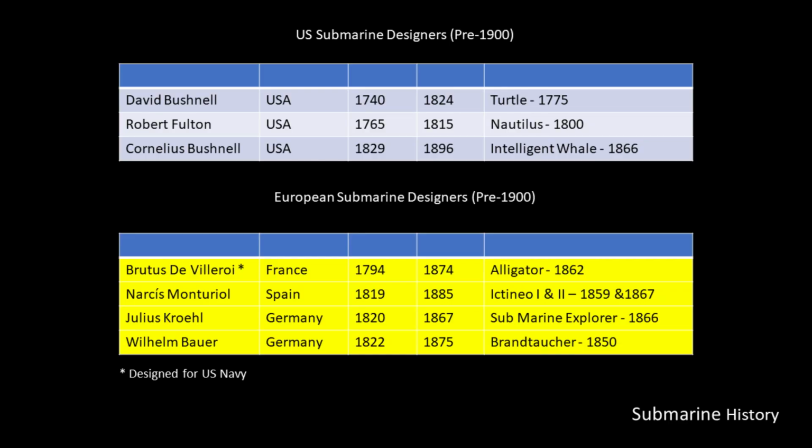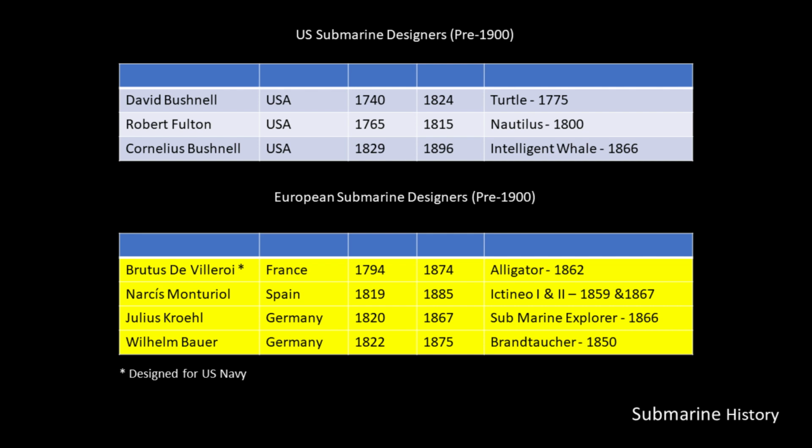Okay, before we jump into the technical stuff, let's take a moment and talk about some of the early figures related to U.S. submarine development. The top table is a list of pre-1900 U.S. submarine designers. As a comparison, the bottom table is a list of European submarine designers from the same period of time. Neither of these tables is comprehensive, but these are some of the more well-known figures from that period. A few things to point out. First of all, David Bushnell and Robert Fulton were the early American submarine designers.